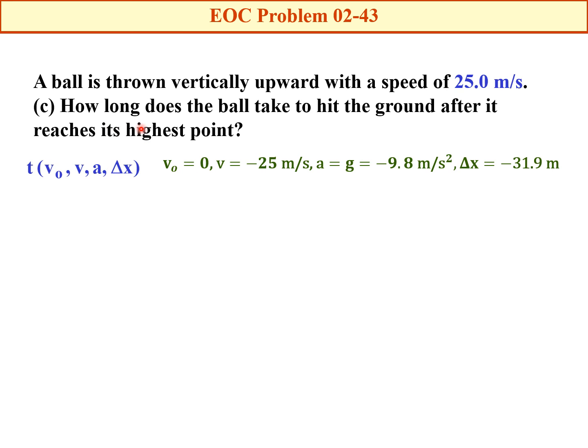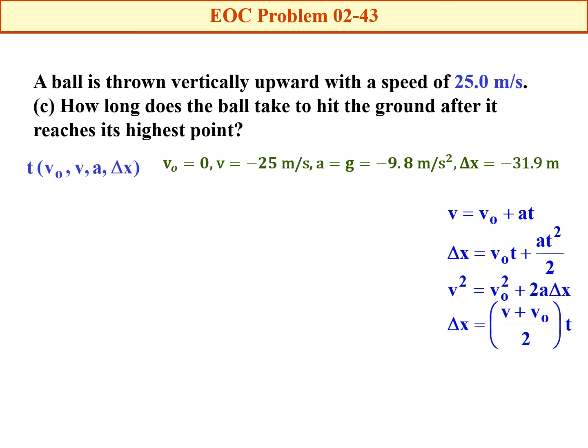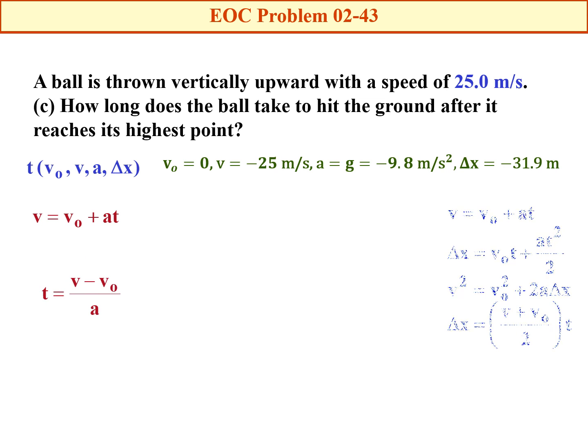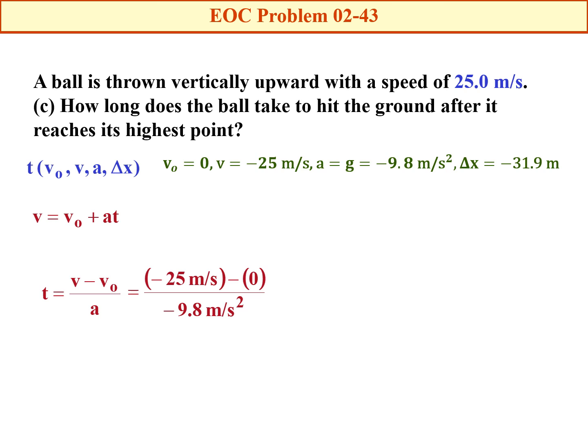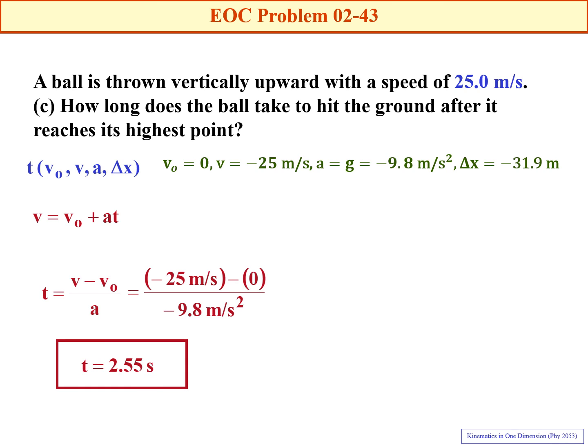We have the final velocity of negative 25 meters per second. The initial velocity is 0 because we're starting at the top coming down, and the acceleration is equal to the acceleration due to gravity. We know the displacement is going to be negative 31.9 because we're coming from the top down, so we have a negative displacement. Using our kinematic equations for finding the time, the initial velocity is 0, the final velocity is negative 25, and we divide by the acceleration, negative 9.8, and look at that, it's 2.55 seconds, the same amount of time it took to go up to the top. So as it loses speed going up, it takes the same amount of time to gain that speed coming back down.